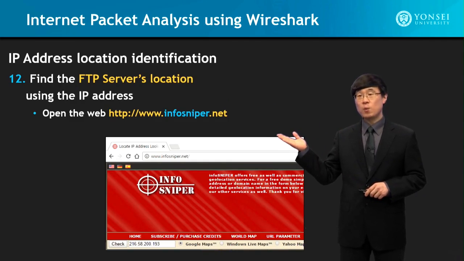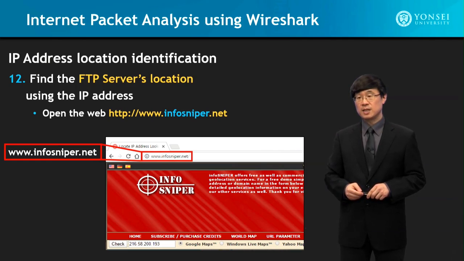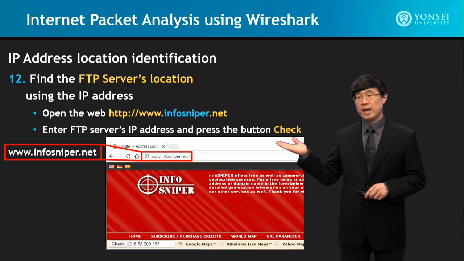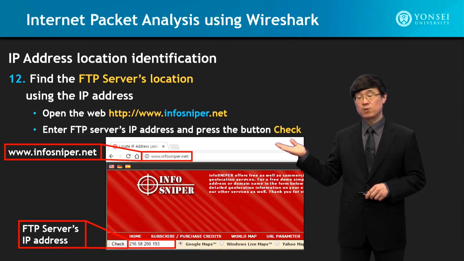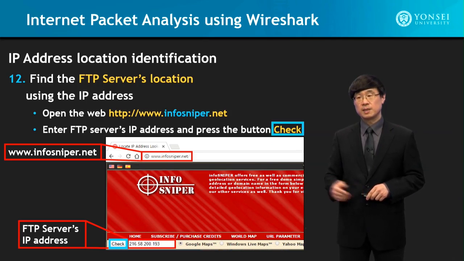You can open the web page, which is infosniper.net, which you can see right here. Using that, you can enter the FTP server's IP address right down there, and then you can click on the check button that you see right there.